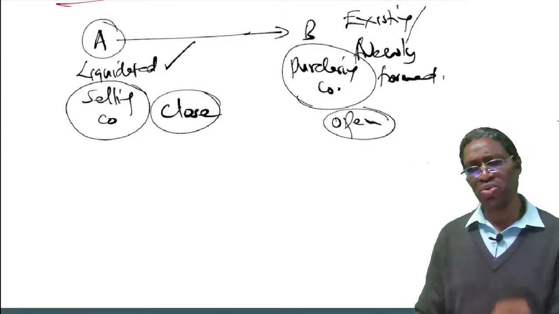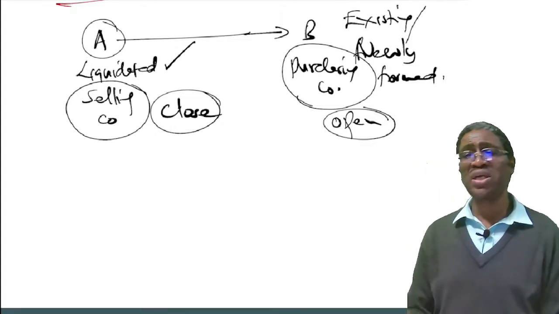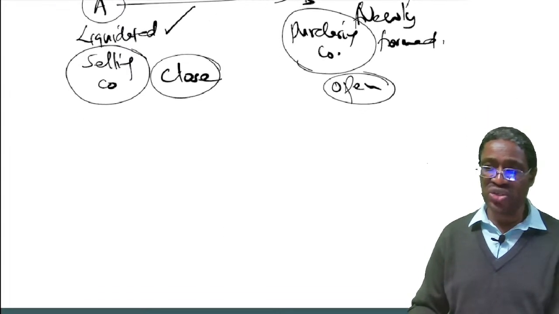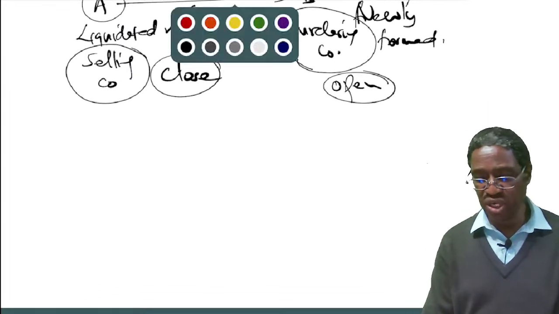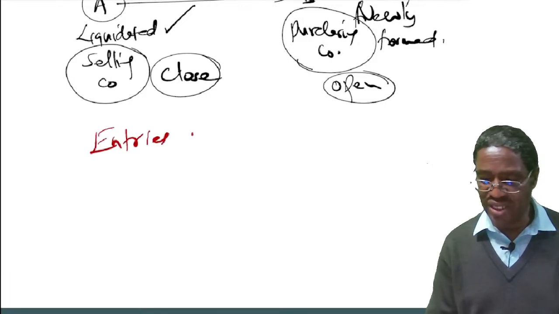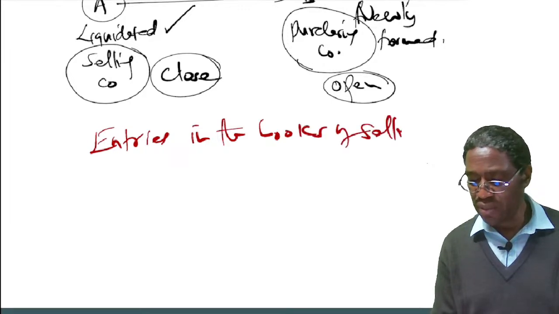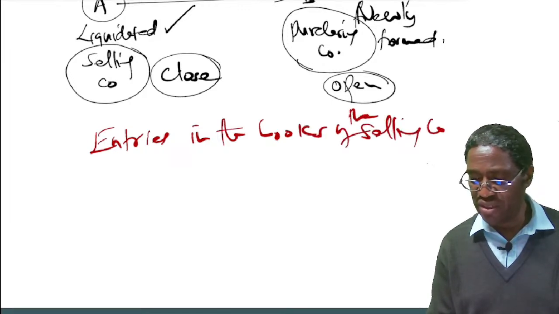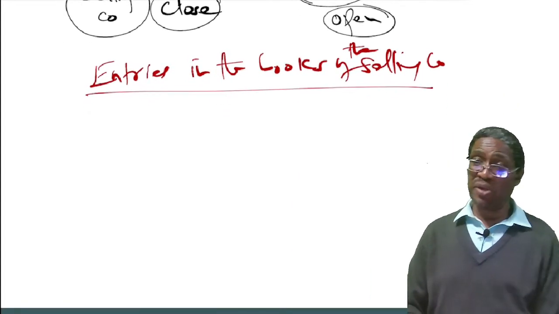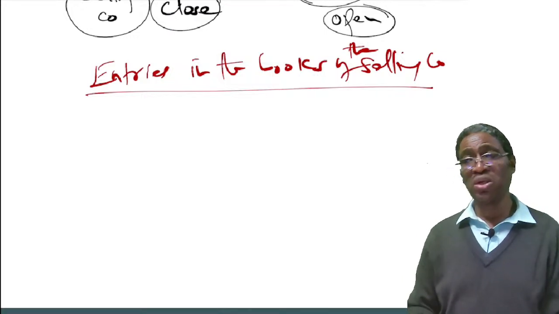So I want to introduce what the accounting entries are in the books of the selling company. Let me introduce them first before we write something down. We want to discuss the entries in the books of the selling company. We are using company A as our selling company. They are selling their business to company B.